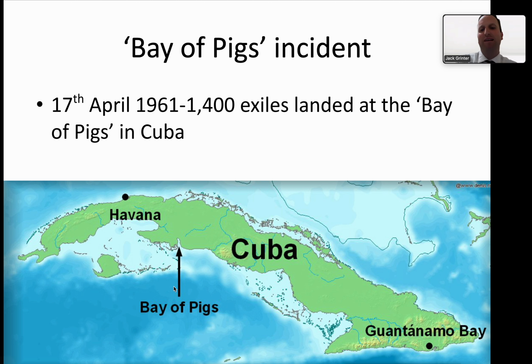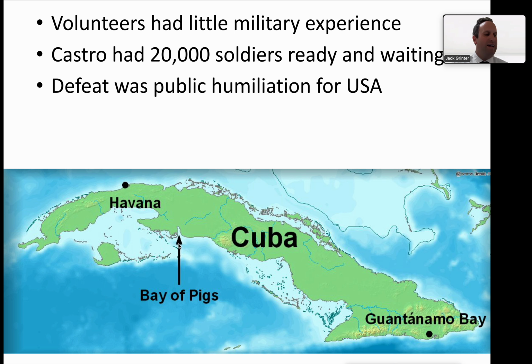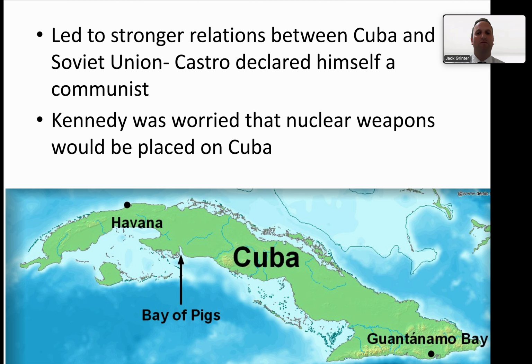But the Bay of Pigs incident is where these Cuban exiles landed at the Bay of Pigs. There were 1,400 of them in 1961. And it's a complete disaster. It's a complete failure. They don't really have military experience, despite the small amount of training they had from the American government. And Castro had 20,000 soldiers ready and waiting there. It's a huge defeat. And also, it's public humiliation for the United States because it's clear that America are involved in it. Okay, and what we'll see is it leads to stronger relations between Cuba and the Soviet Union.